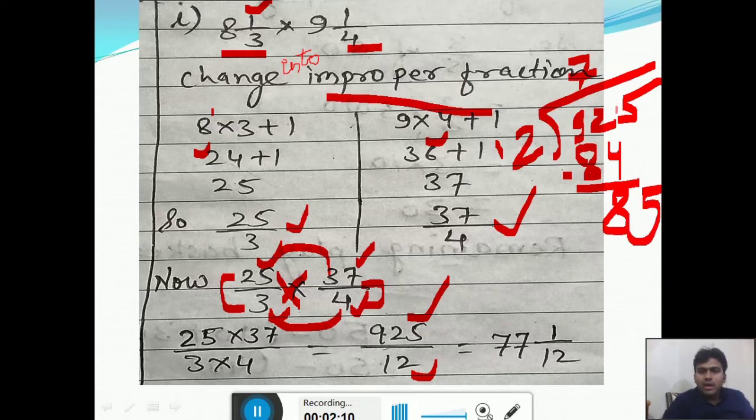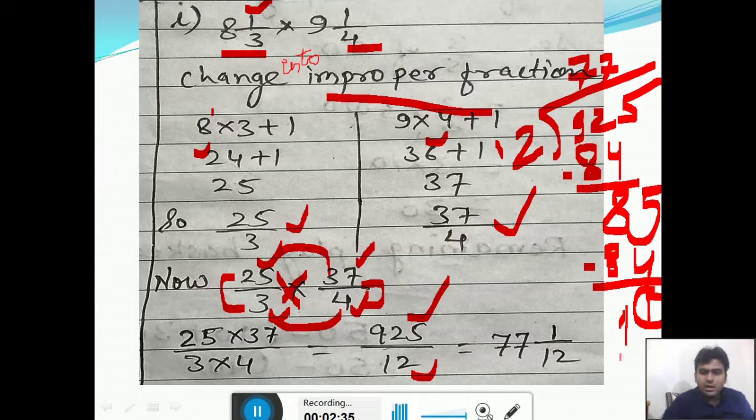Now 12, read the table of 12. So you can read the table of 12 up to only 7. So 12 7s are 84. Now subtract. So you will get what? 1 as a remainder. So here 1 as a remainder you got. Then you stop dividing the number. 1 is the remainder here.